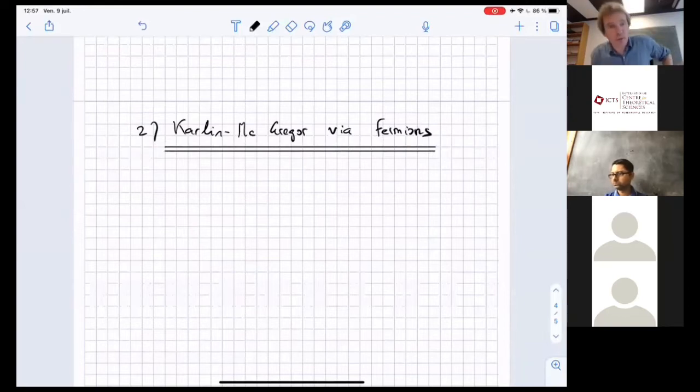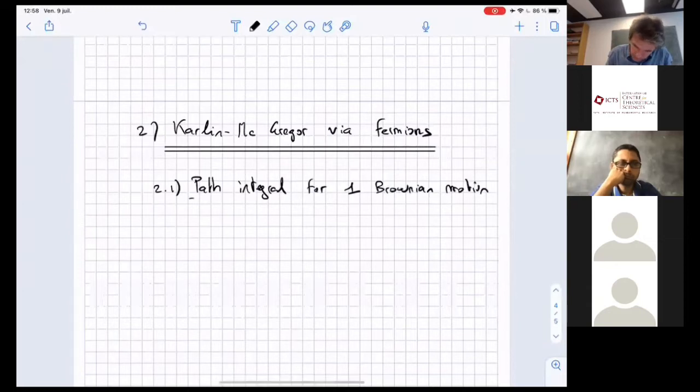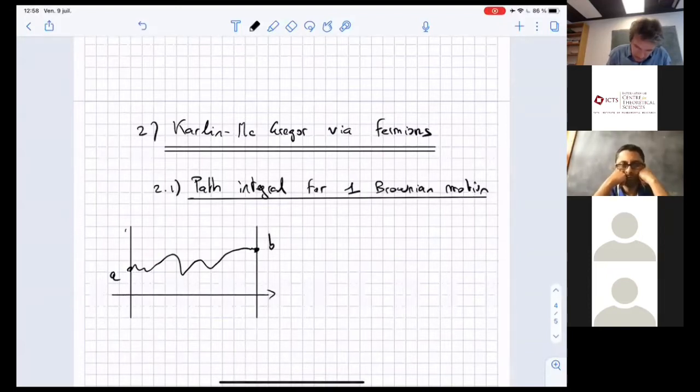So I first need to introduce a little bit of path integral formulation, because otherwise I won't be able to show it properly. We'll start with a crash course on path integrals. I will just need some very basic stuff. Path integral for one Brownian motion. I have a very simple picture: a Brownian motion that starts at A and arrives at B in a given time t. So this is t, this is zero, and this should be tau instead.